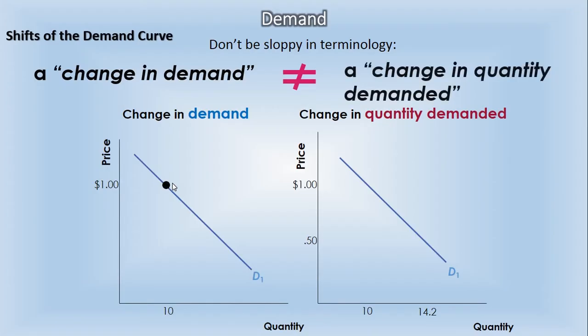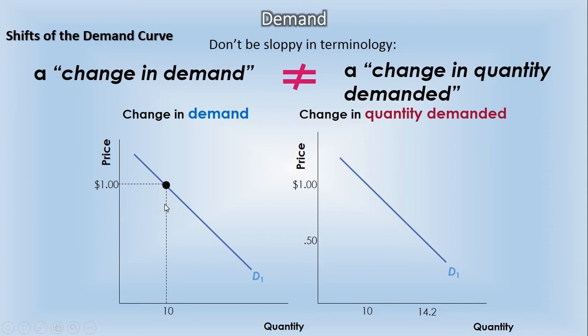Now, it's important to be able to describe a movement along the curve, so moving from one point on the curve to another versus a shift of the entire curve. So if something is affecting the demand other than the price of the actual good we're talking about, then that's going to shift the entire relationship. So let's say we're talking about this demand curve here, and we're looking at this point here, where at $1 people are willing to buy 10 units.